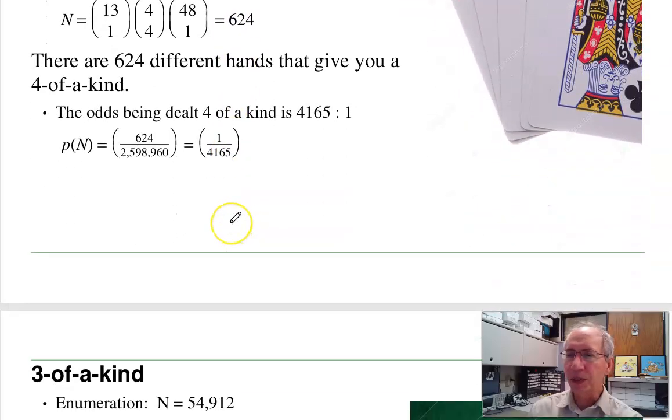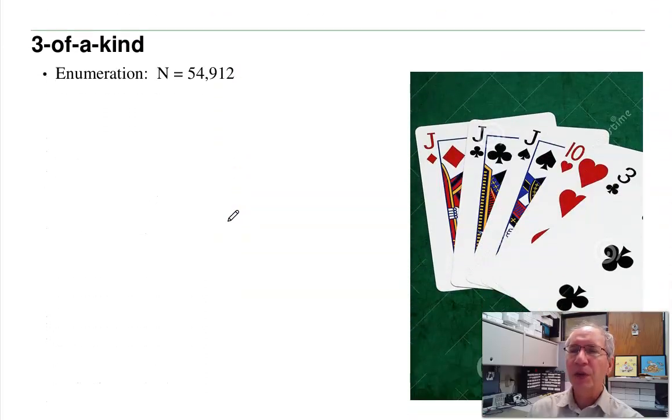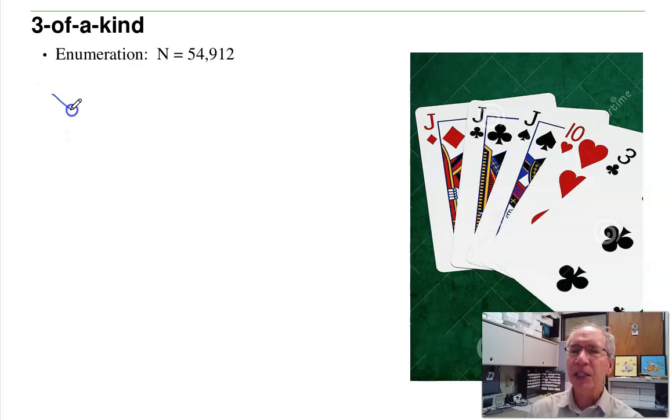Let's take the next one. 3 of a kind. Now 3 of a kind looks like this. I've got to have XXX A B. From enumeration, the total number of ways of doing that are 54,912. How do you calculate that? Again, pause the video and see if you can solve that.